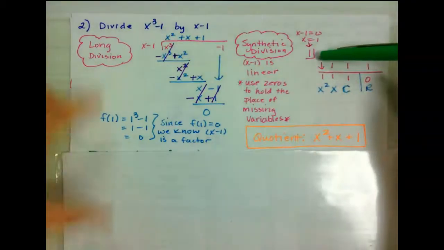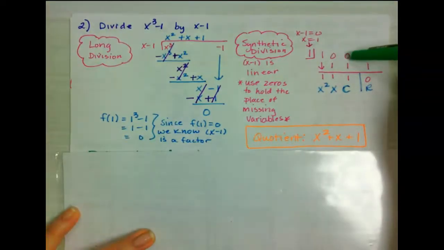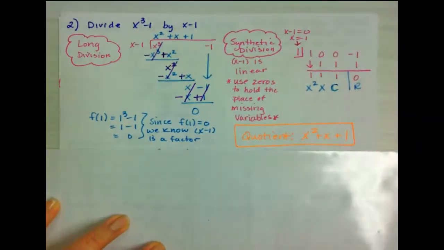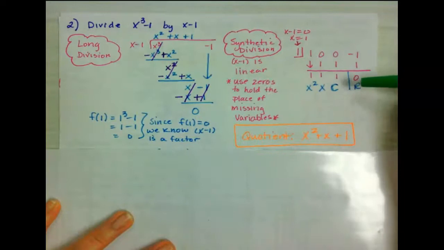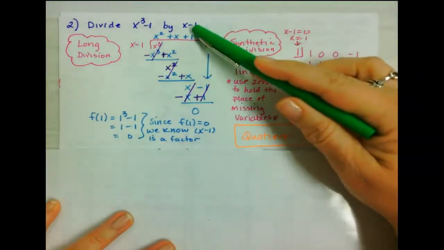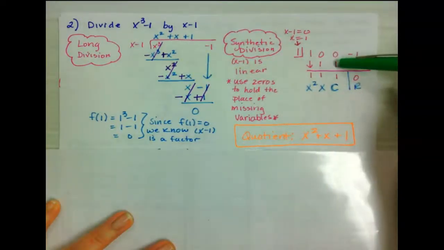So I have a 1 for the x cubed, I have a 0 for the x squared, I have a 0 for the x, and then I have a negative 1. Anything that's missing, remember, we need to make sure that we have the placeholders. Okay? So now we're here, and that's what we're dividing by. That comes from the divisor. And then this is the dividend stuff with the zeros to hold the place.